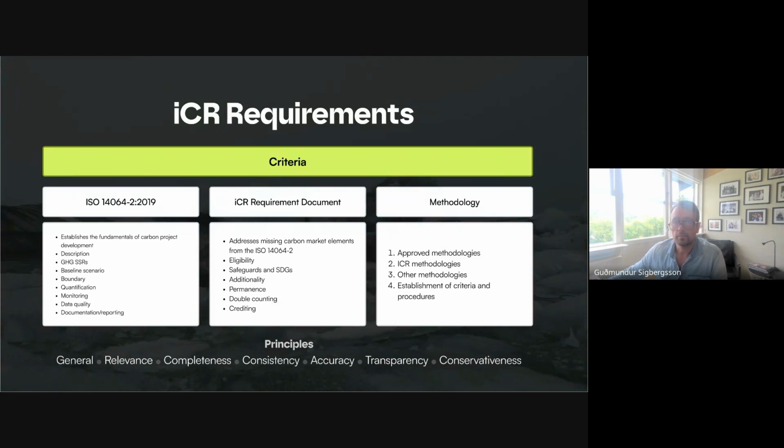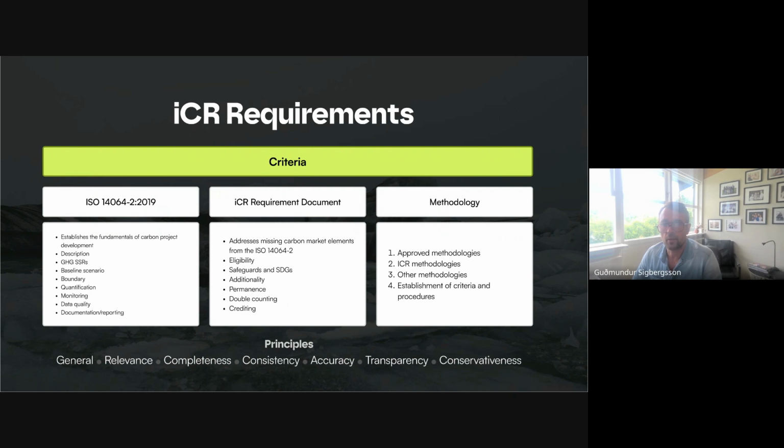To the criteria or the requirements. So the ICR program builds upon ISO 14064 as the foundation. This establishes the fundamentals for project-level GHG accounting, or project accounting. ICR then adds carbon market specific requirements, including eligibility, safeguards, additionality, permanence, avoidance of double counting, monitoring, verification, and crediting rules. Methodologies act as the blueprint for applying these requirements consistently.